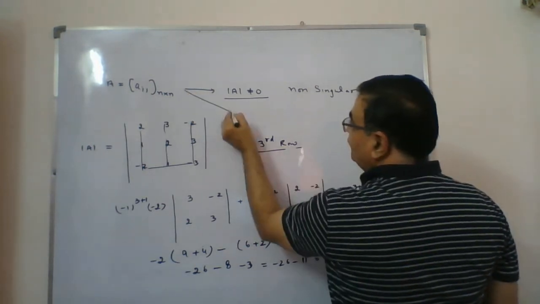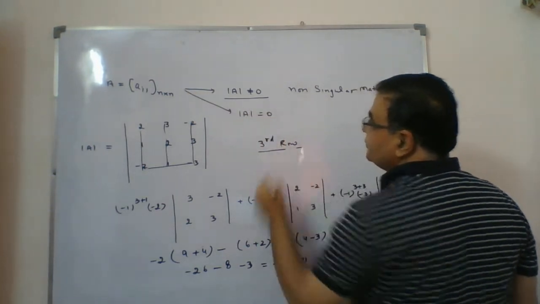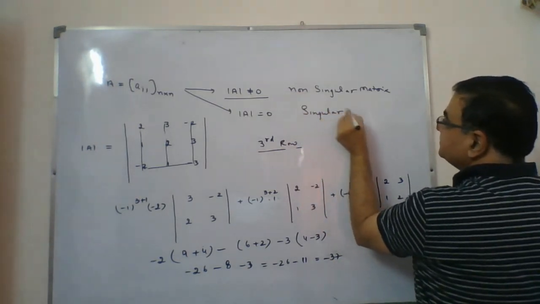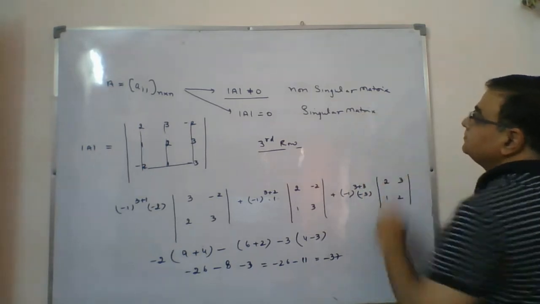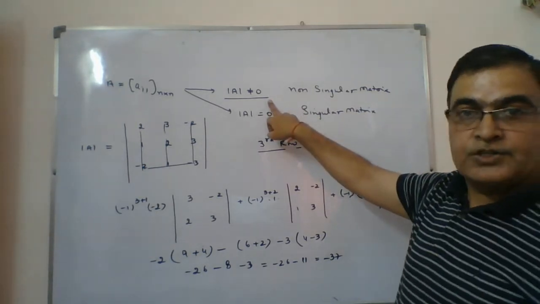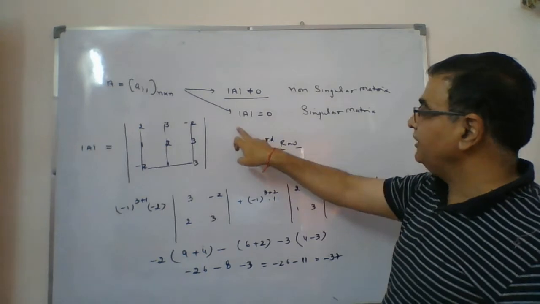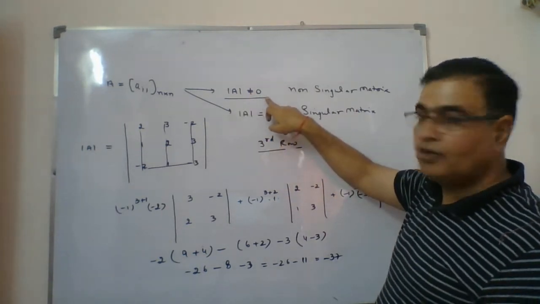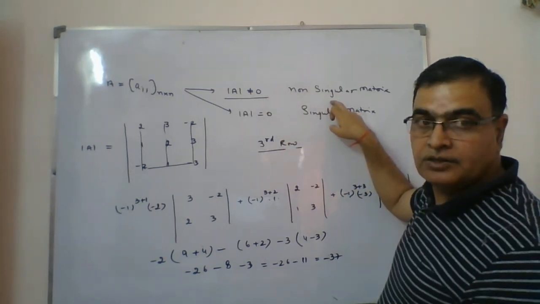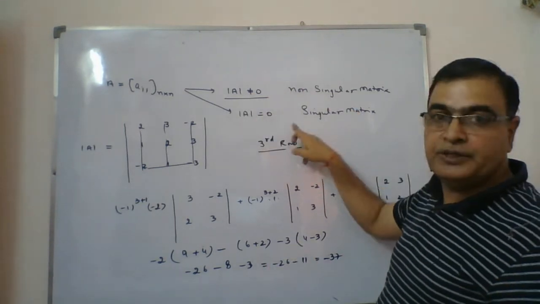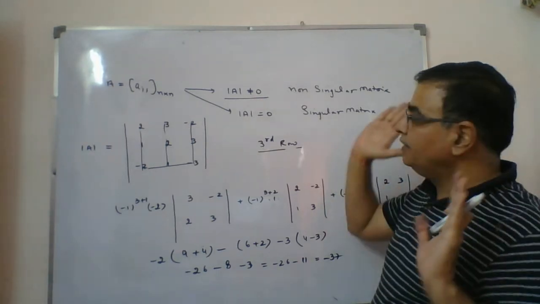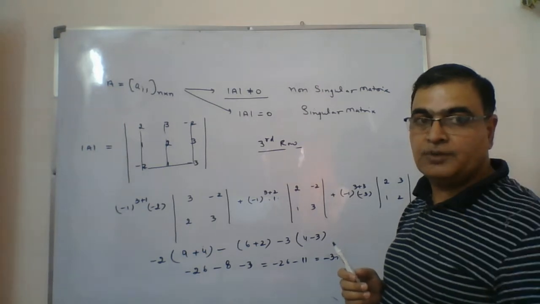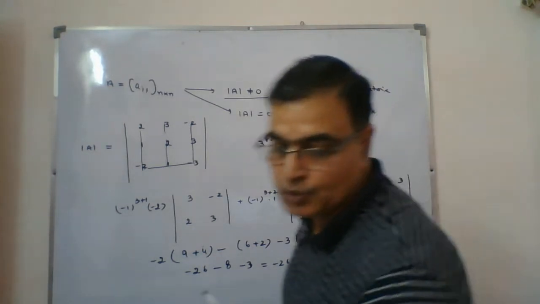By the way, if determinant A comes out to be 0, it is called a singular matrix. If determinant A is not 0, it is called non-singular. If determinant A is 0, it is a singular matrix. Not 0, I repeat, determinant A not 0, non-singular. Not 0 means non-singular. 0 means it's a singular matrix. Keep in mind, if the determinant value of any square matrix comes 0, it is a singular matrix. If it is not coming 0, it is a non-singular matrix. So you should keep that in mind.